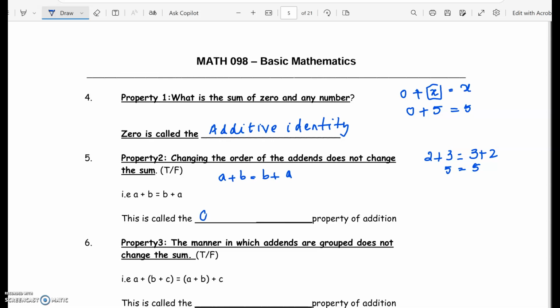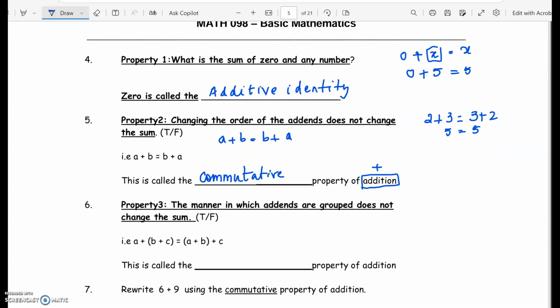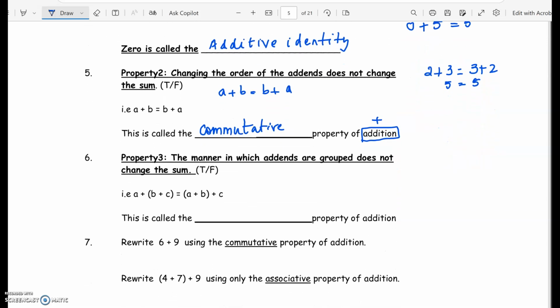It is called the commutative. Commuting in math means switching numbers, changing the order. It's called the commutative property of which operation are we doing? Addition. So if you're talking about addition, it's called the commutative property of addition. So you can switch the order of numbers when you're adding them without changing the sum. So now let's look at the next property. So the previous property was commutative, the commutative property where you're switching the order.